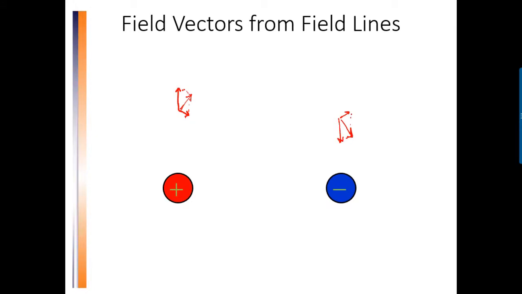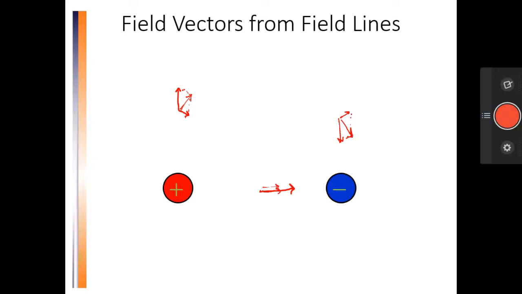If we put one in here, the positive would be fairly strong and going towards the negative, and the negative would also cause one to be going fairly strong and towards it. So we would add those two vectors together and we would get the resultant, which would be larger. And we could do that all around these charges.